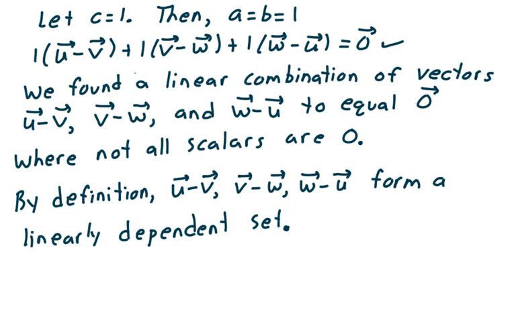Now, for the record, I could have easily let c equal 2. If c equals 2, then a and b are both 2, and I claim this still would be fine. You just need a combination where not all the scalars are 0. And I found one. And so, therefore, this set of vectors forms a linearly dependent set. And that's how we do problem 22.